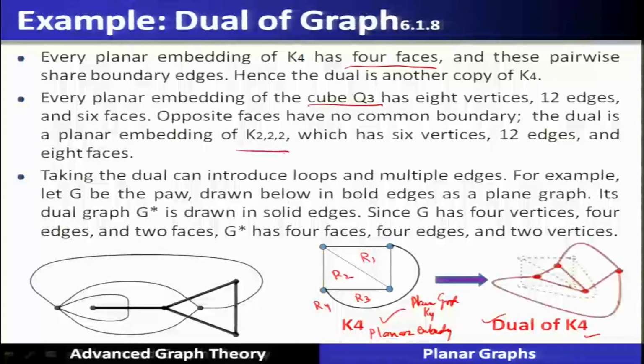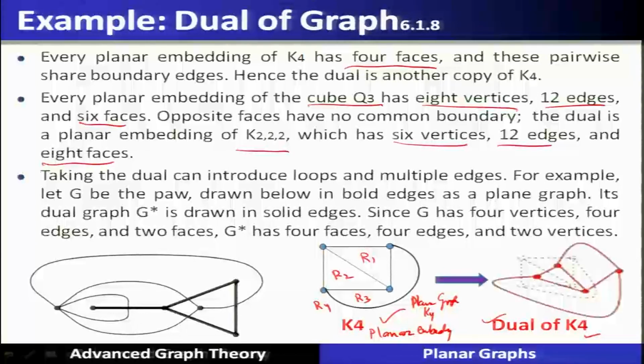K 2,2,2, which has 6 vertices because the cube had 6 faces, and 12 edges are common in both G and its dual, and 8 faces. Why? Because it has 8 vertices. Taking the dual can introduce loops and multiple edges that we have seen.